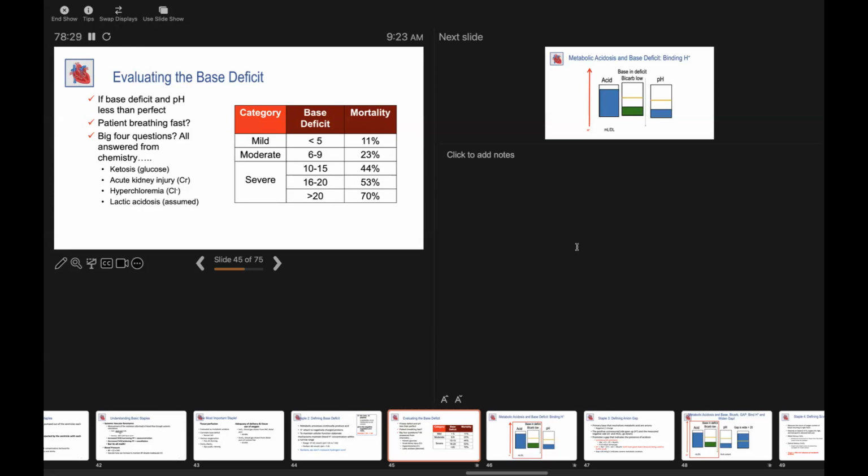Number two, does my patient have acute kidney injury? Number three, do they have a high level of a circulating buffer that actually converts into a strong acid, and that's chloride. When chloride binds with hydrogen, it makes hydrogen chloride, which is very acidotic. So what I can look at: ketosis, AKI, hypochloremia, and of course, lactic acid, which is a generalized indicator of tissue hypoperfusion for your exam.